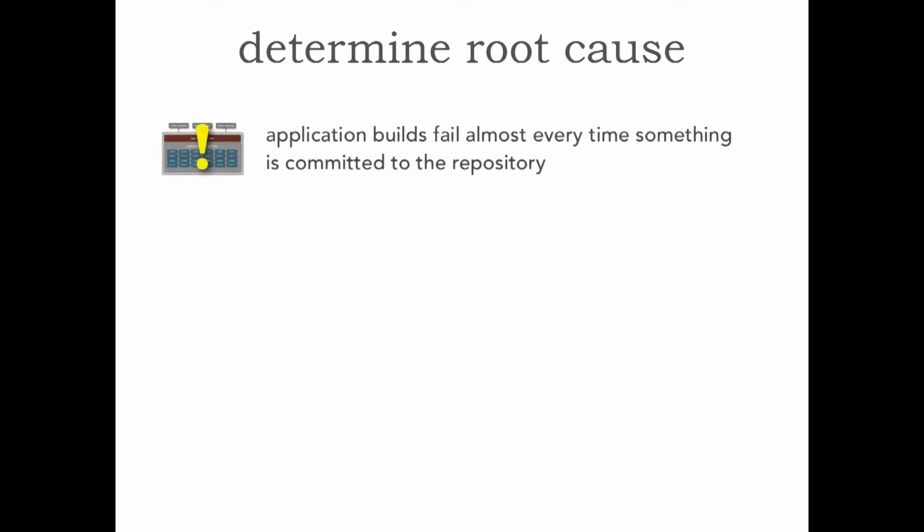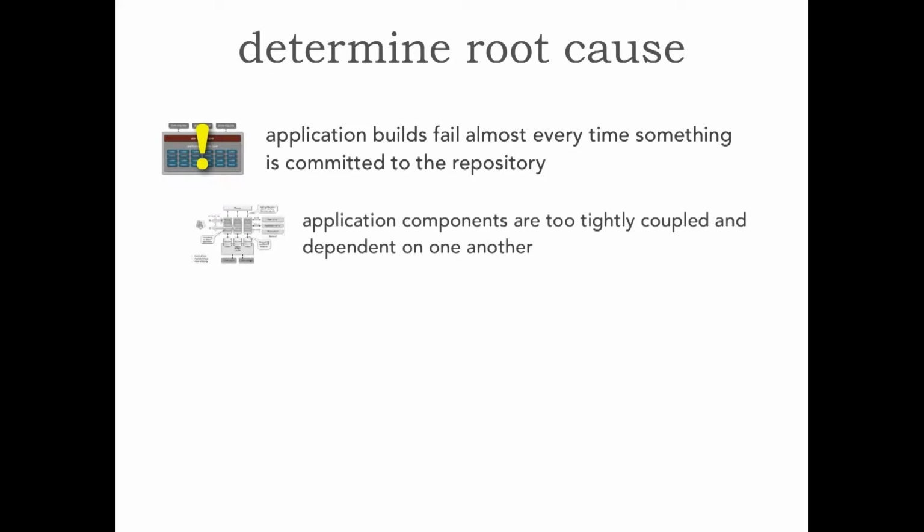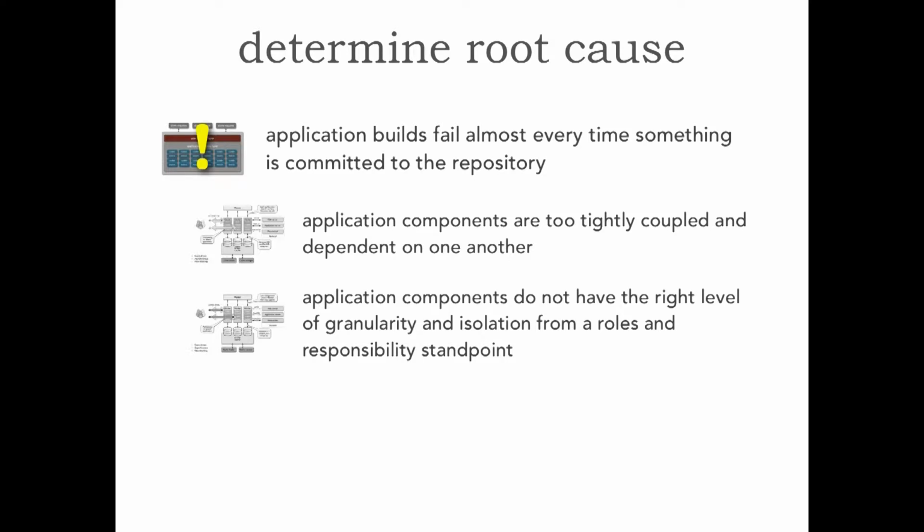So let's take a look at each of these fictitious issues and see if we can see architecturally, is there any concern? So the application builds failed almost every time something is committed to the repository. And what you noticed architecturally is that A, the application components are really too tightly coupled and dependent on one another. And also you recognize that the application components that are currently in place have grown due to additional functionality and don't have the right level of granularity and isolation from a roles and responsibilities standpoint anymore.